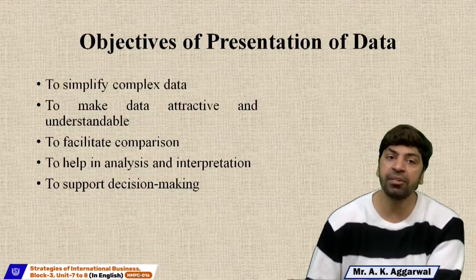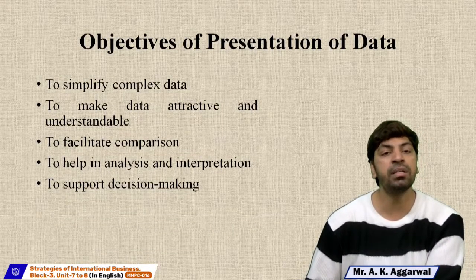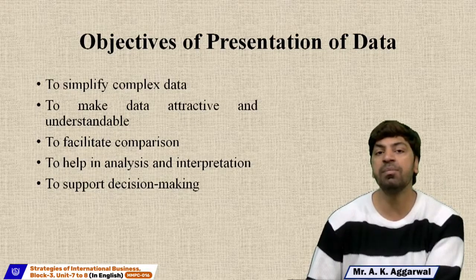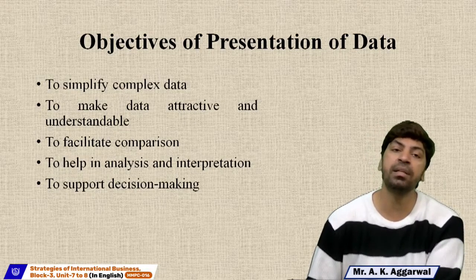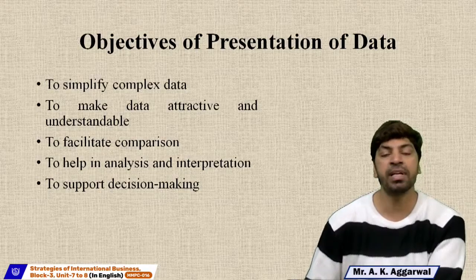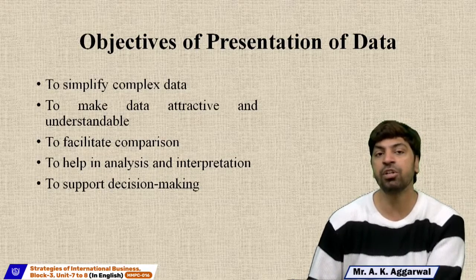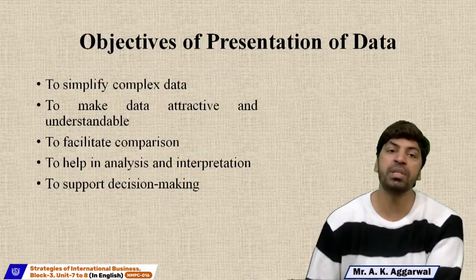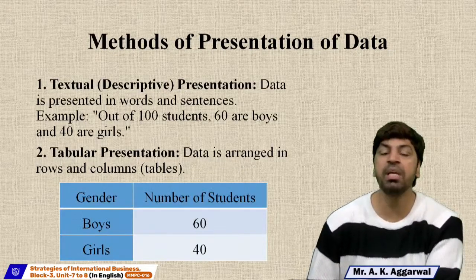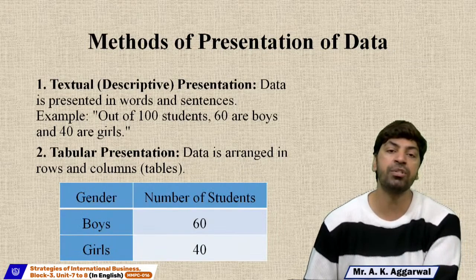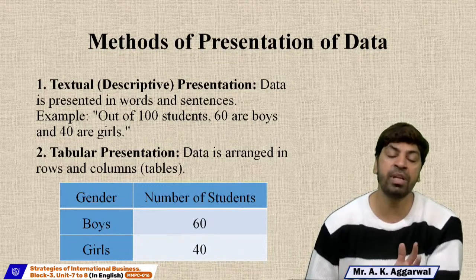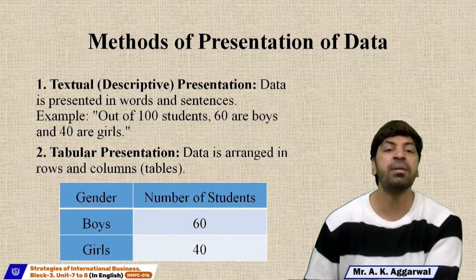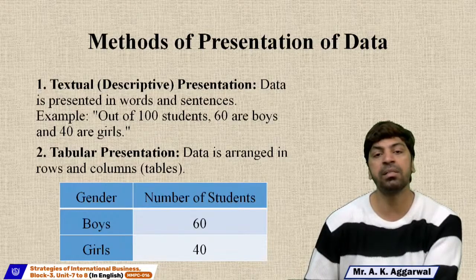Tables and diagrams. The presentation also helps to analyze and interpret the data, and of course, at the end, this presentation of data also supports decision making, where the number of students has also been shown along with respective genders: the boys are 60 and the girls are 40.